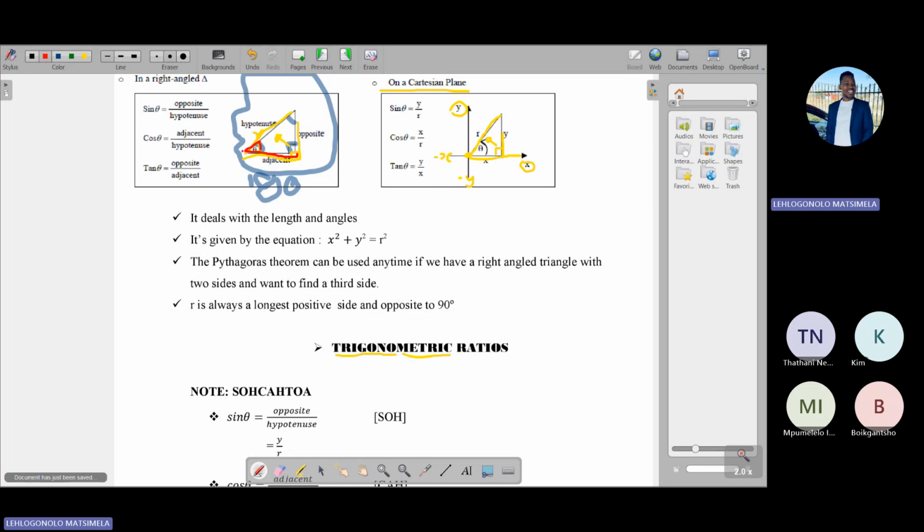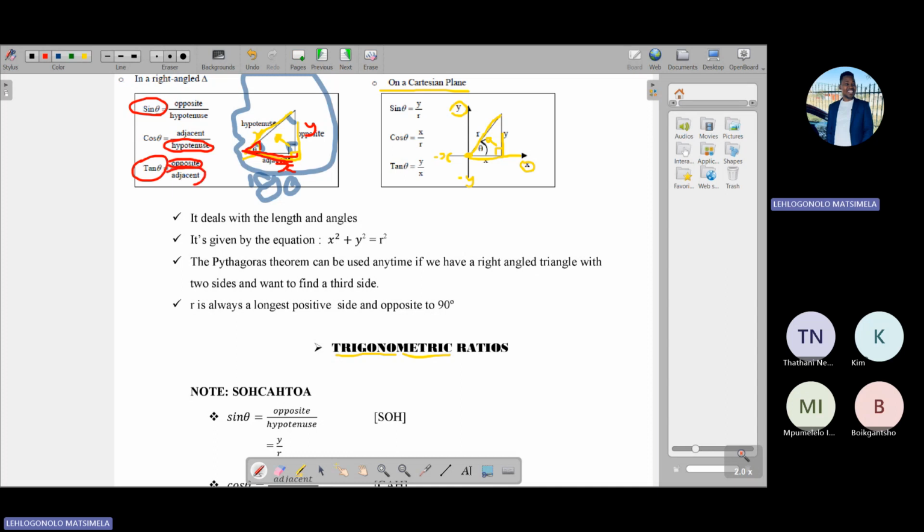And adjacent, we simply refer to as the letter X. Then the remaining line, the third one, is the opposite, side Y. So for all the single trig ratios, as a given example here, sine of angle theta is equal to Y over R, Y being the opposite and R the hypotenuse. Then cos theta is equal to adjacent over hypotenuse, which is X over R. Then tan theta is equal to the opposite, which is Y, divided by the adjacent, which is X.